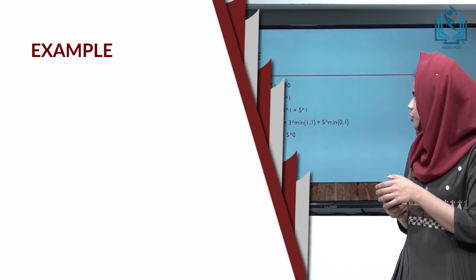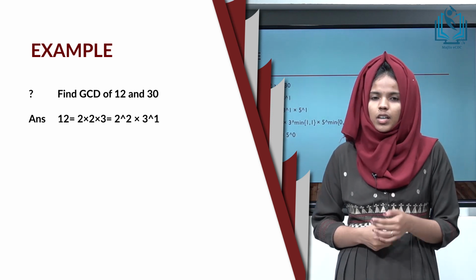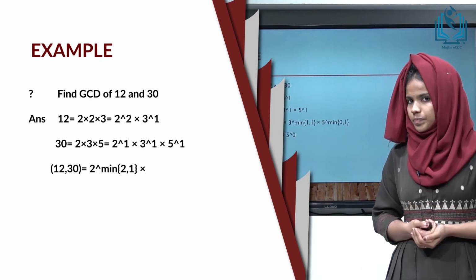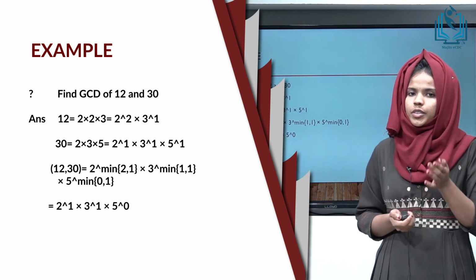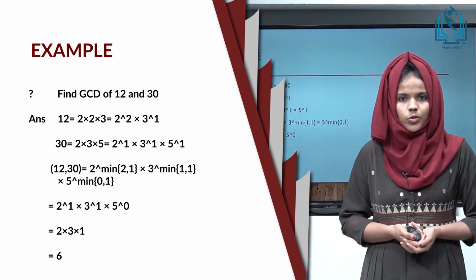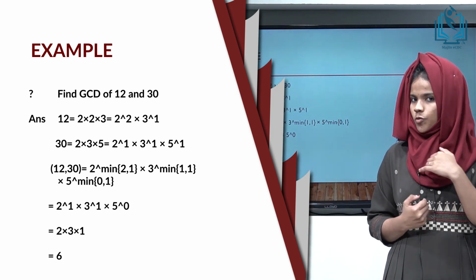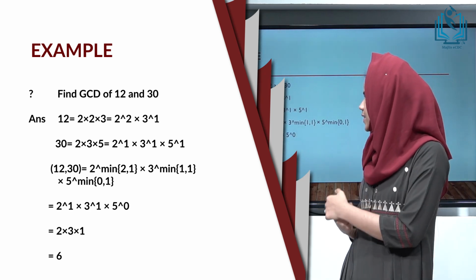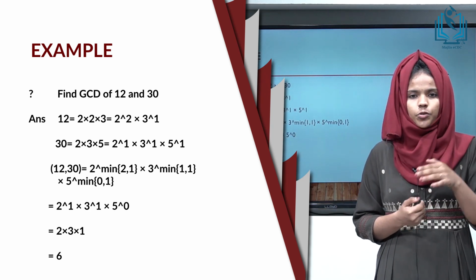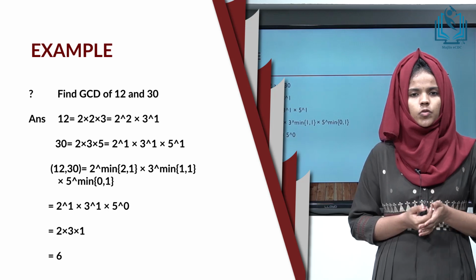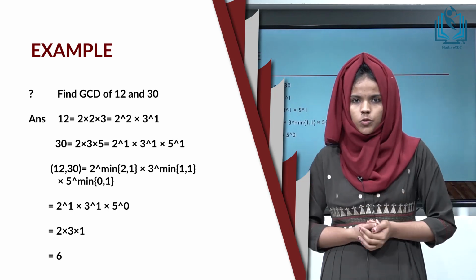Find GCD of 12 and 30. Prime factorization of 12. 12 is equal to 2 into 2 into 3, which is equal to 2 square into 3 raised to 1, and 30 is equal to 2 into 3 into 5, which is equal to 2 raised to 1 into 3 raised to 1 into 5 raised to 1.